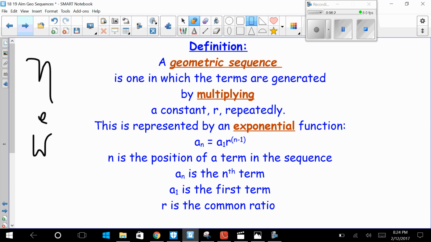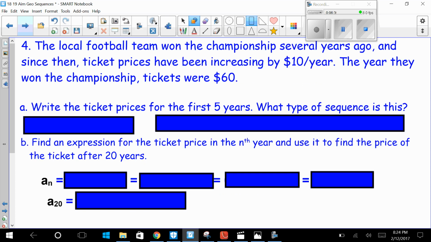The geometric sequence is one in which the terms are generated by multiplying a constant r repeatedly. This is represented by an exponential function. And n is the position of the term in the sequence. A sub n is the nth term, a sub 1 is the first term, and r is the common ratio. So we'll do a couple of examples here.